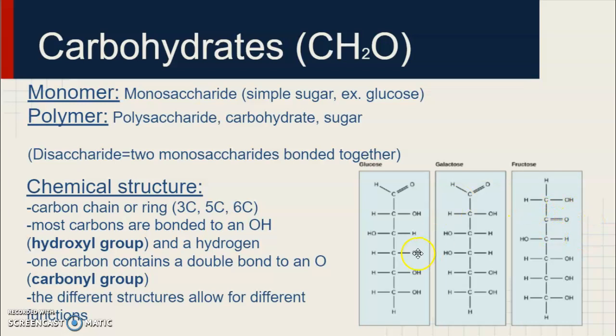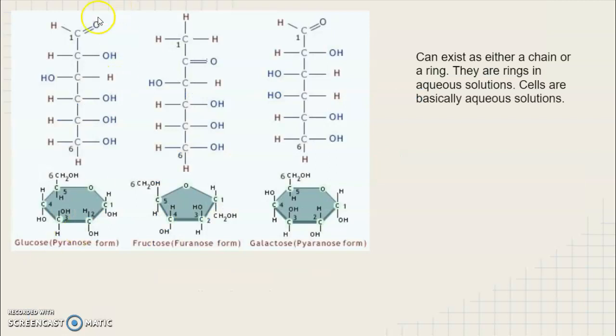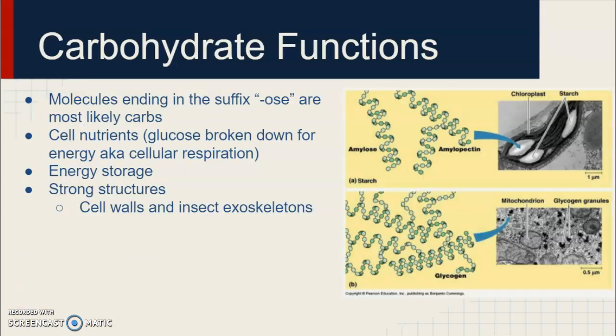Okay, and the different sugars have different structures. Like I said, they could often be in a ring shape. So here's glucose in a line, glucose in a ring. You don't need to worry about this, but just know that they can exist in either form depending on what environment they're in. And carbohydrates, their main function is for energy storage, right?